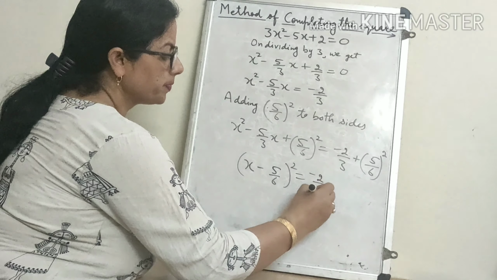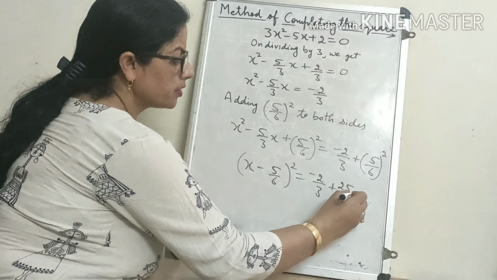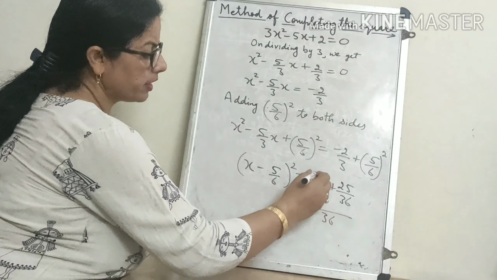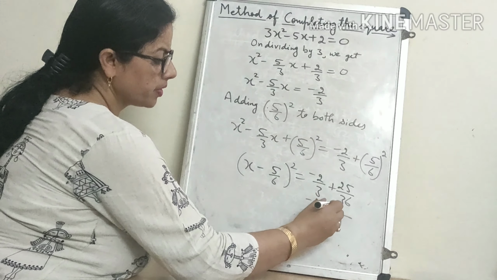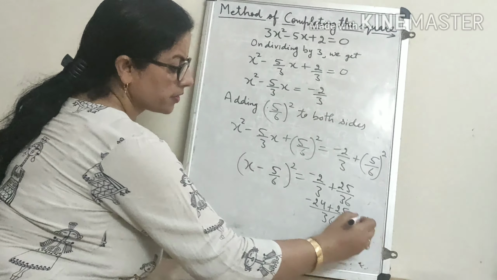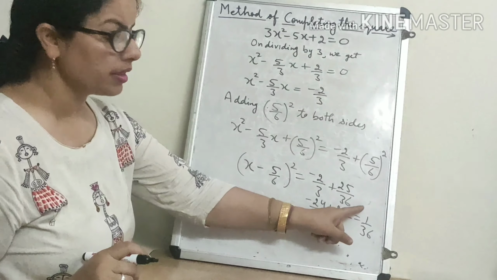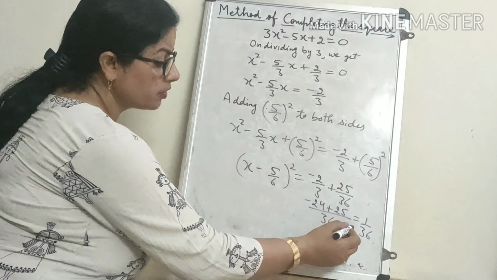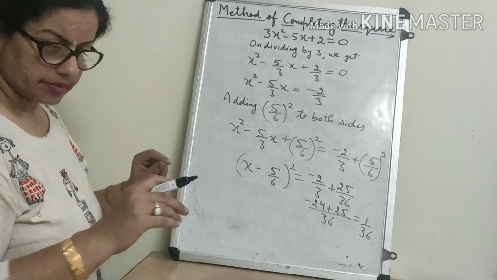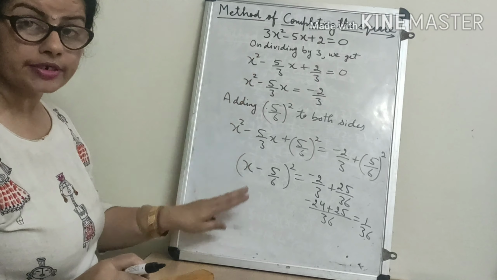And this we will solve: minus 2 by 3 plus 25 by 36. Take LCM 36. 3 12s are 36, 12 2s are 24, plus 25, that is 1 by 36. On the right side what I got is equal to 1 by 36, and we want to find here x. Up to here it is clear to you.